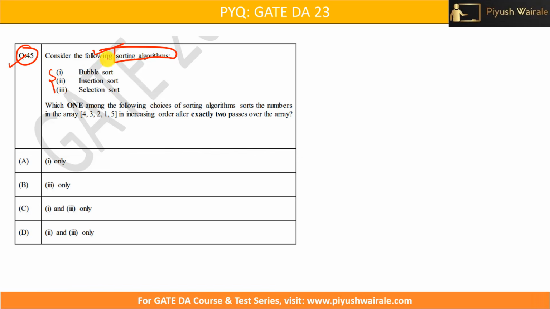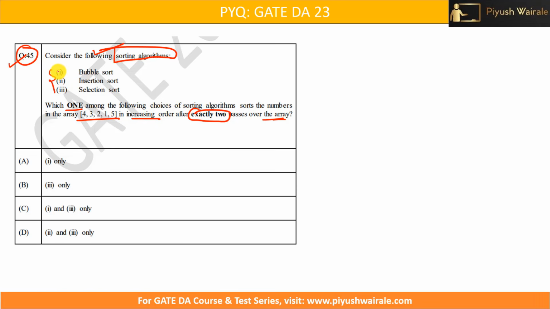So consider the following sorting algorithms. These three algorithms are given to us. Which one among the following choices of sorting algorithm sorts the numbers in the array in increasing order after exactly two passes over the array? So we need to apply these algorithms one by one and check by which algorithm we can sort this array in increasing order after exactly two passes.